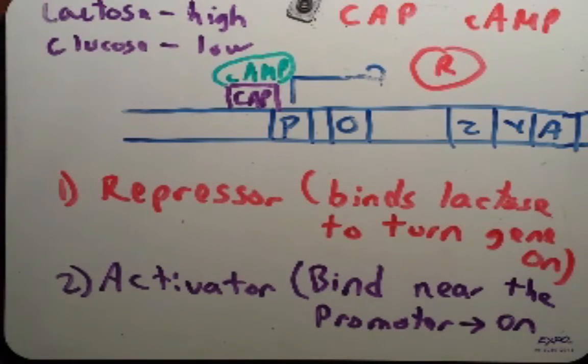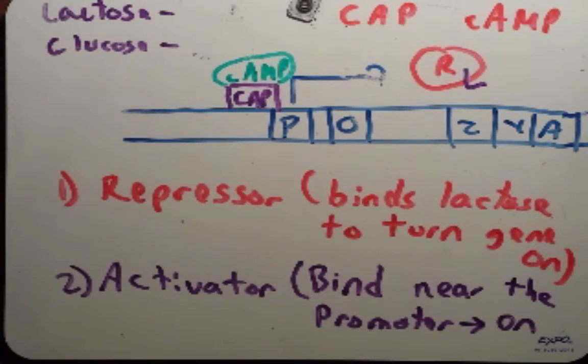Falls off because lactose is bound to it. That's the first thing that happens. The next thing that happens is that the activator, the CAMP activator, binds here to recruit RNA polymerase to turn these genes on. Now let's change the story a little bit.